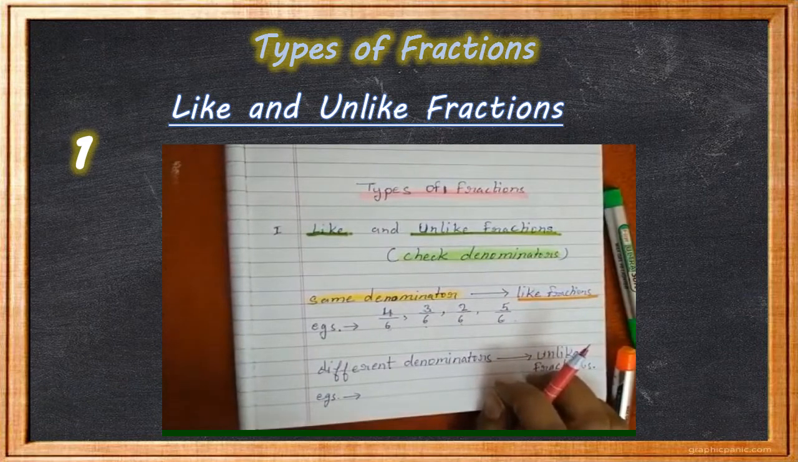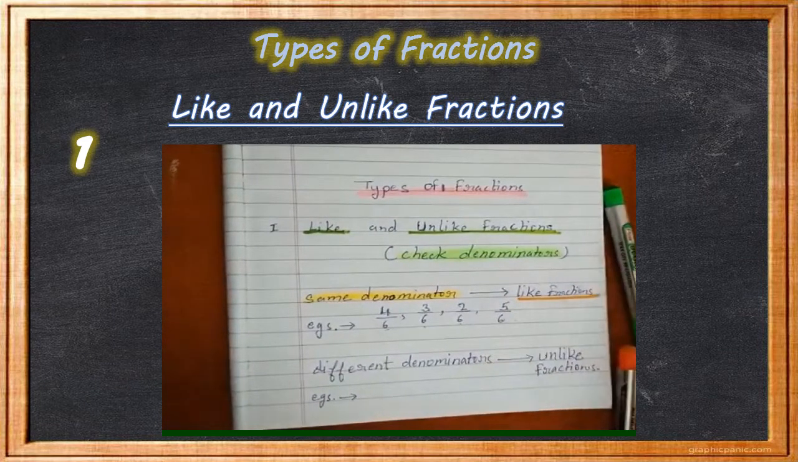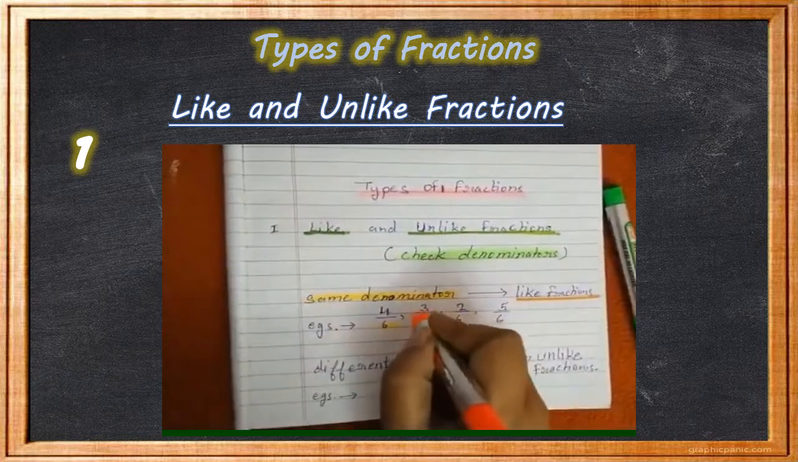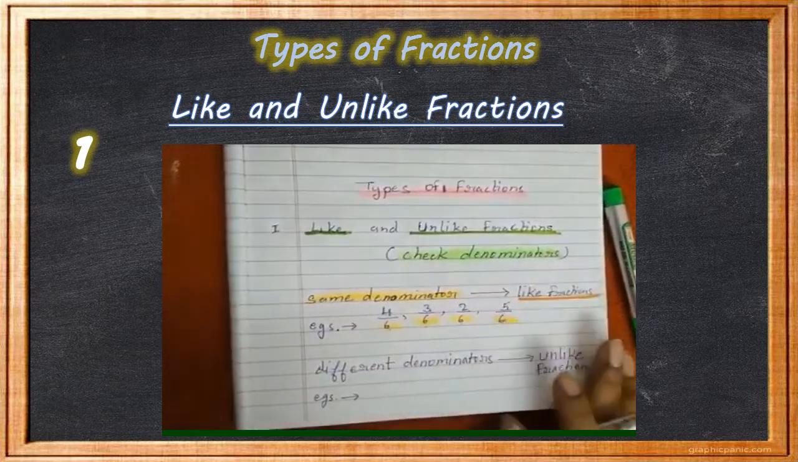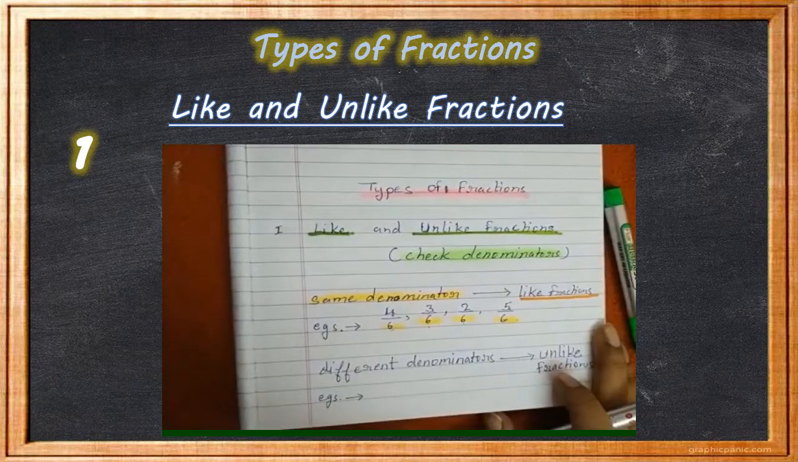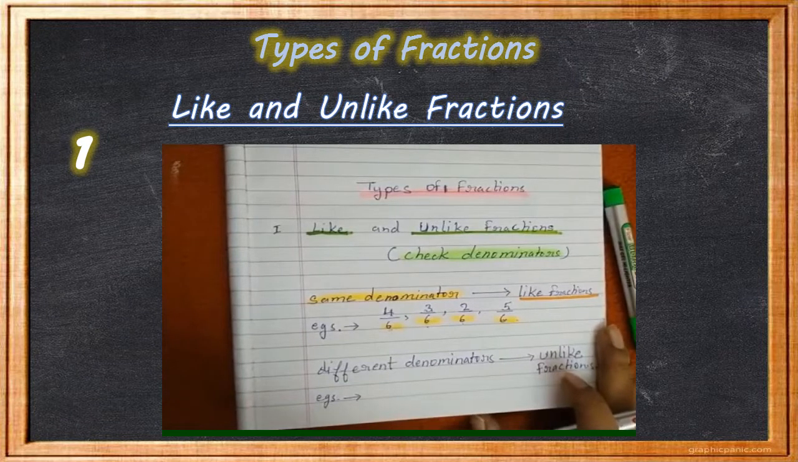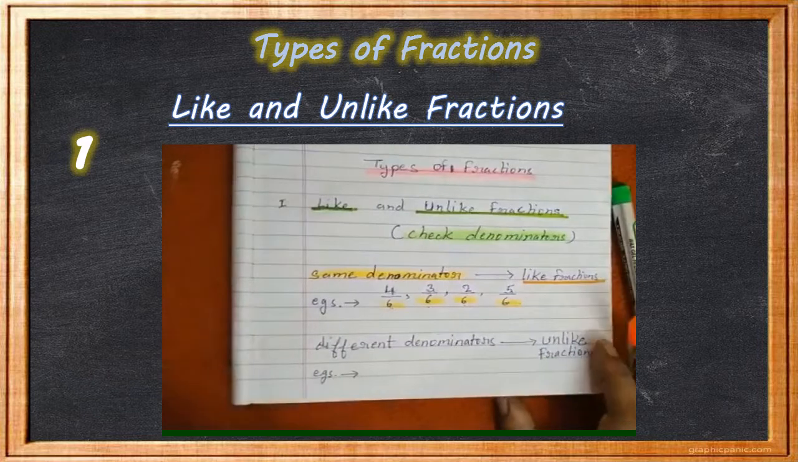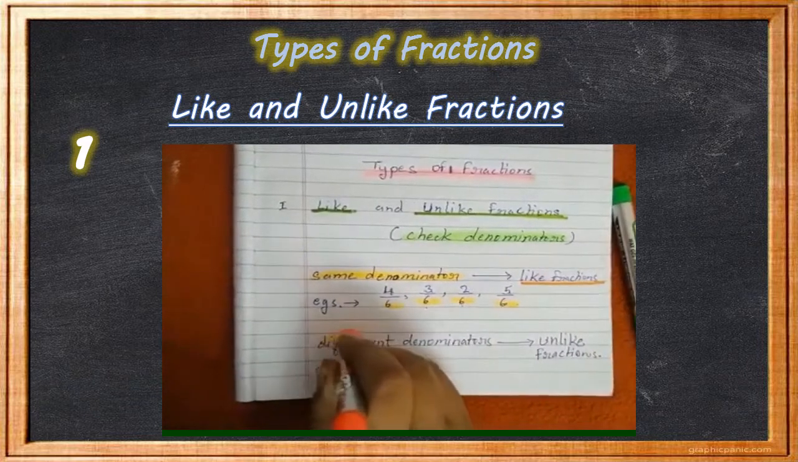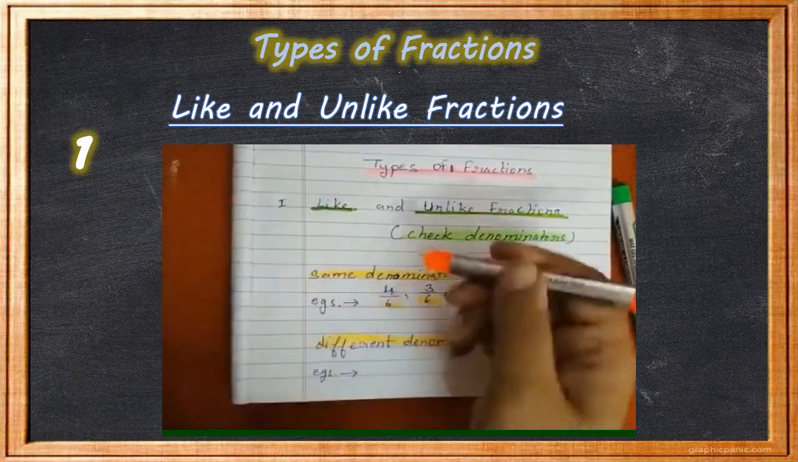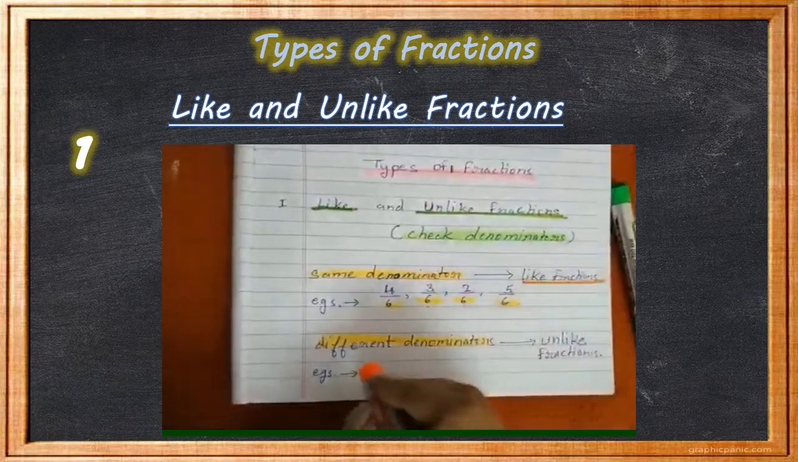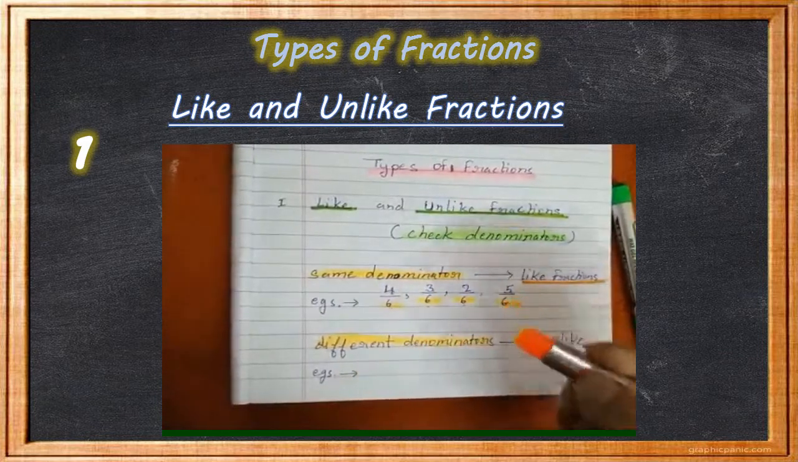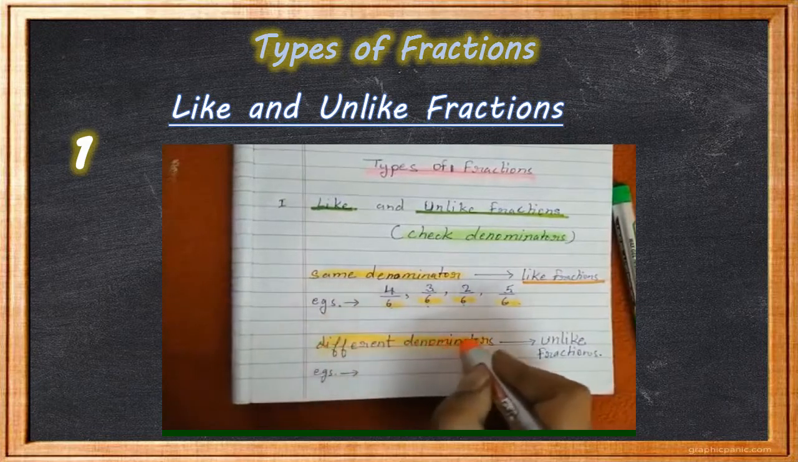So whenever your denominator is the same, that means it is a like fraction. When you have the same denominator, that means you have like fractions. Yes children. Now see what is an unlike fraction. An unlike fraction is when denominators are different. Simple, just the opposite of like fractions. Like fractions, same denominator. Unlike fractions, different denominators.